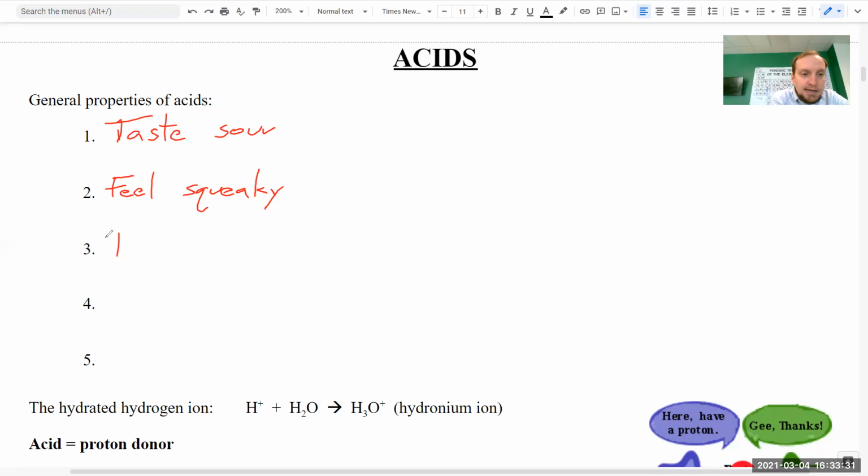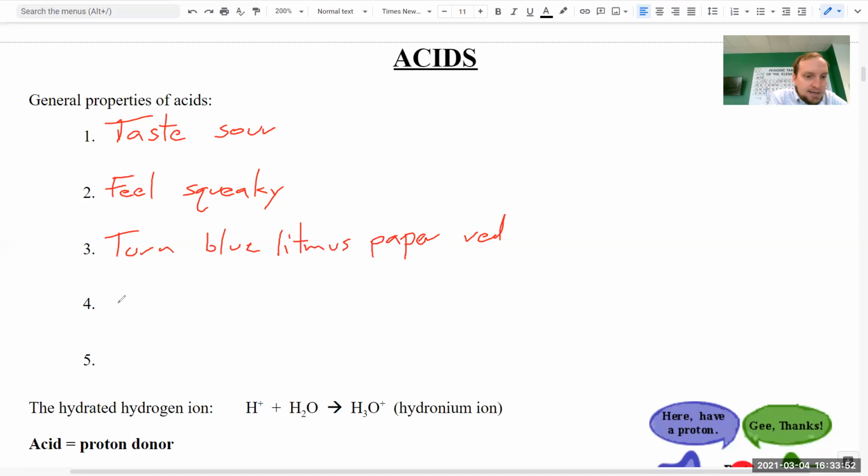They are going to turn an indicator called litmus paper. They're going to turn blue litmus paper red. Notice I'm writing in red ink. That is on purpose. So acids are red. They turn blue litmus paper red.